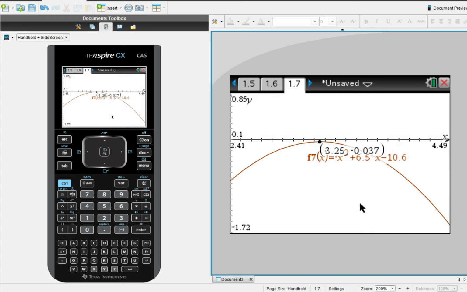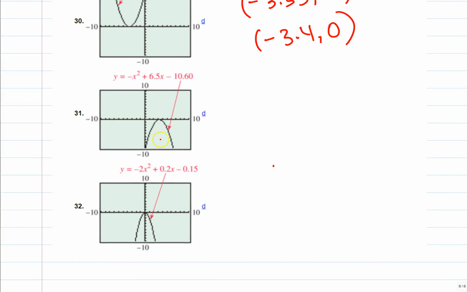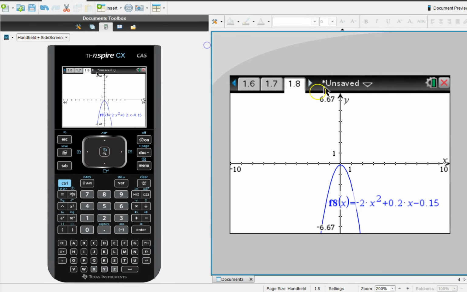It gets really close, 0.037. So in the picture, it looks like it has a zero. That doesn't mean it's a zero. This one actually has no zeros, no x-intercepts. What does that mean? Well, that's two imaginary intercepts. This one, probably going to do the same thing. Looks like it crosses there. Let's see. Type that equation in.